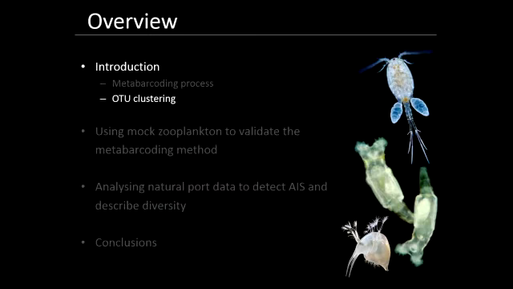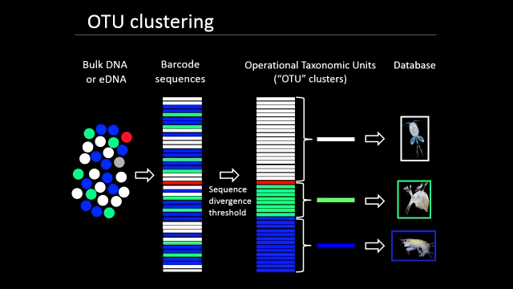So to address that, let me explain more about how OTU clustering works. You have this PCR amplified community, so you have these barcode sequences, and then OTU clustering works on sequence divergence.